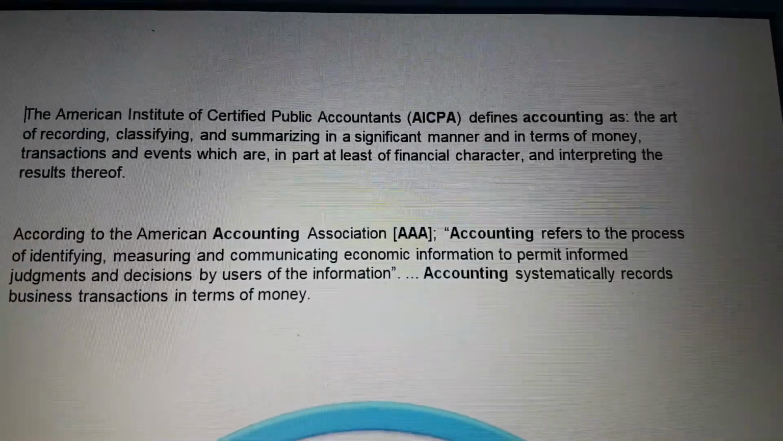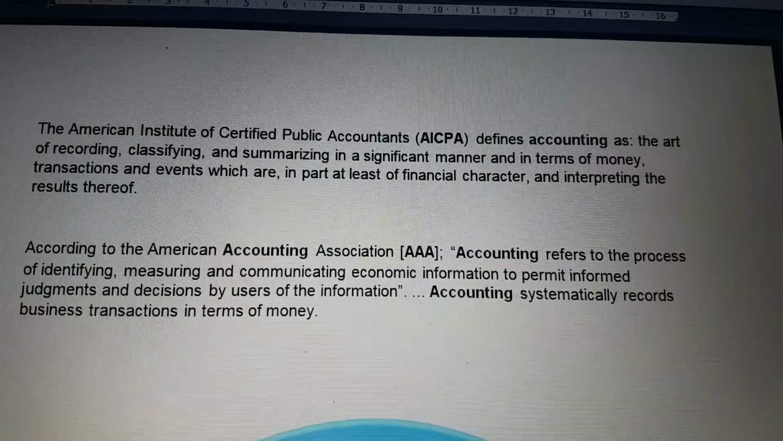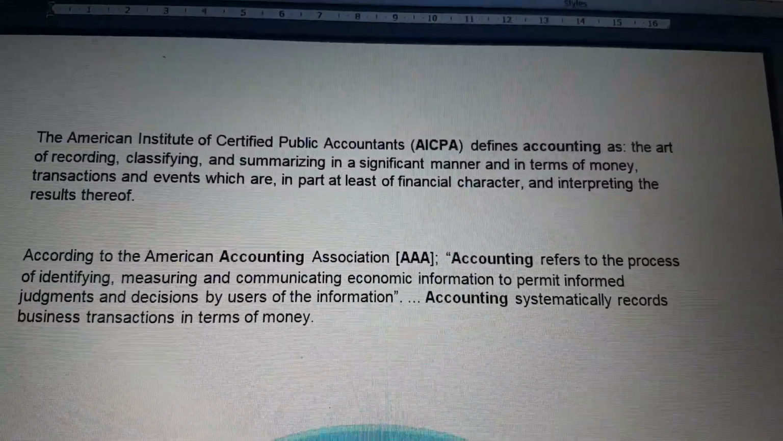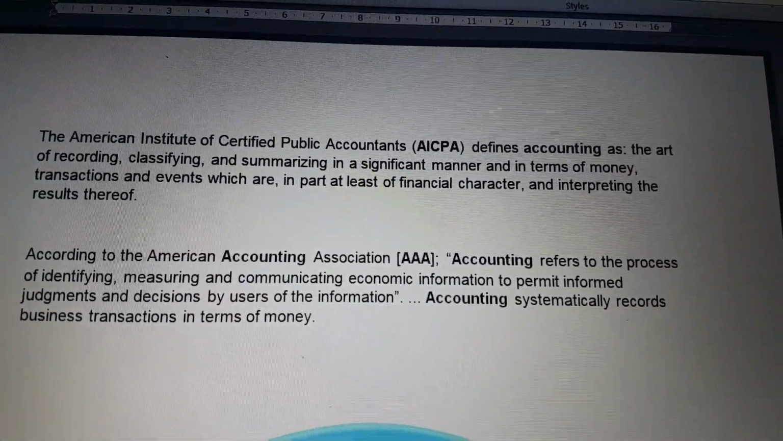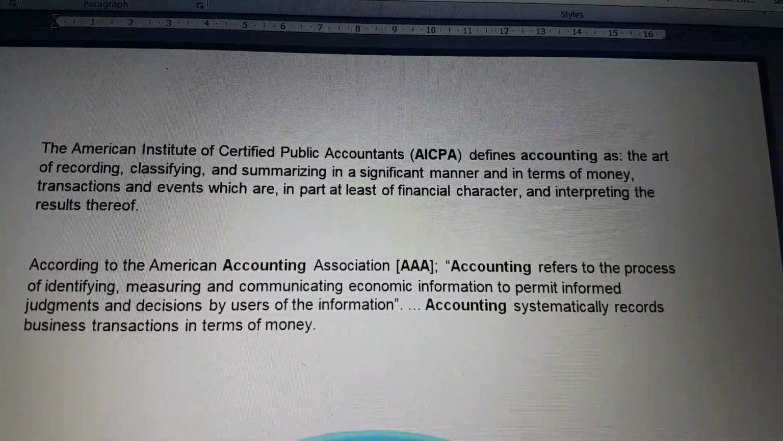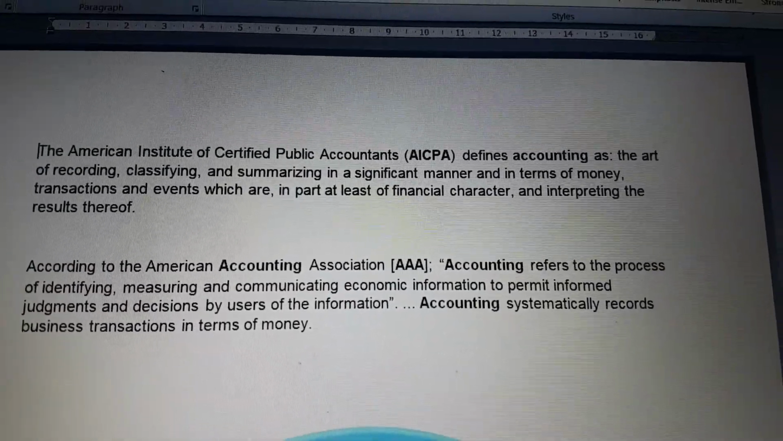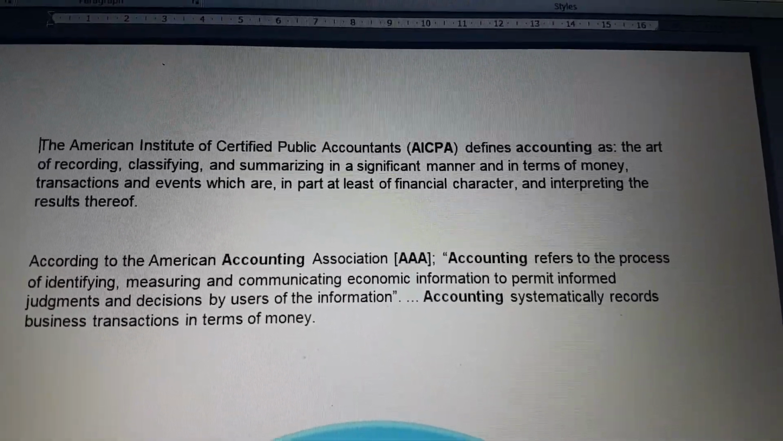Then we summarize. Summarizing is our financial statement, because we put all the accounts in a manner that will be relevant to the decision maker. And it's usually expressed in monetary terms, depending on the functional currency that is being used by the entity.